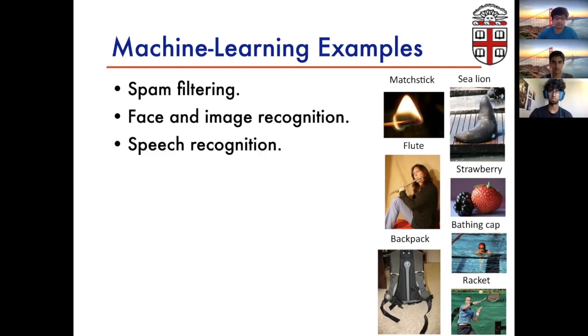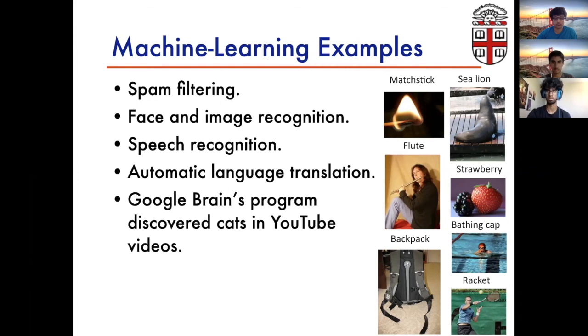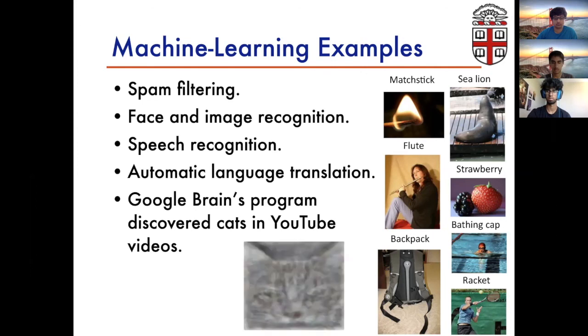Speech recognition: if you ever talk to a phone or an Amazon Alexa, what's happening behind the scenes is a system that was built using this technology. Automatic language translation, going from English to Spanish to Chinese. And an example that kicked it off in the public imagination was a Google Brain program that discovered cats in YouTube videos.